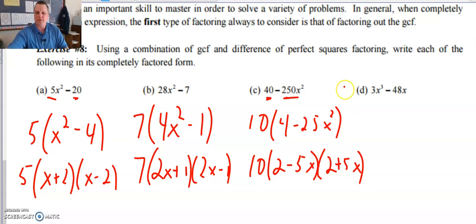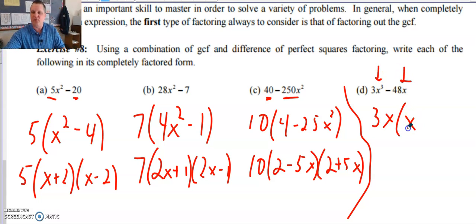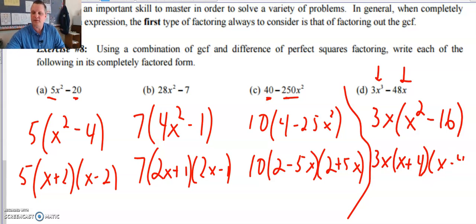Okay? And then letter D, I could take out, be careful here, I have x's in both terms, so I took out a 3x. I'm left with an x squared minus 16. So then I have 3x, x plus 4, x minus 4. Okay? So we had a GCF and a difference of 2 squares. Okay? Always look for a GCF first. If you have a difference of 2 squares, you only have 2 terms. They're being subtracted, and they're both perfect squares.